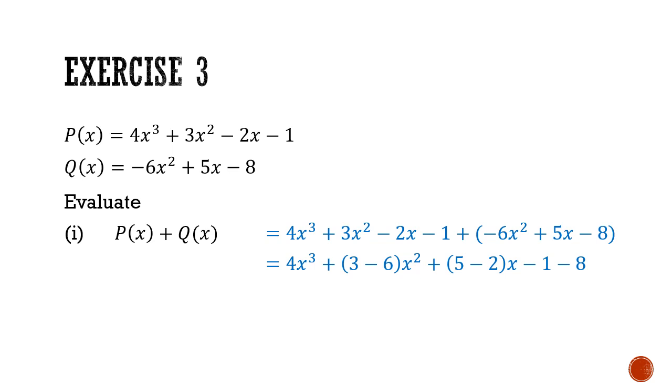For the x squared terms, we have a 3 and a negative 6x squared, so we add those two together. We have a 5x as well as a negative 2x, so we add those two together. And for the constant terms, we have a negative 1 and a negative 8. We add them together. So after simplifying, we'll get 4x cubed minus 3x squared plus 3x minus 9.